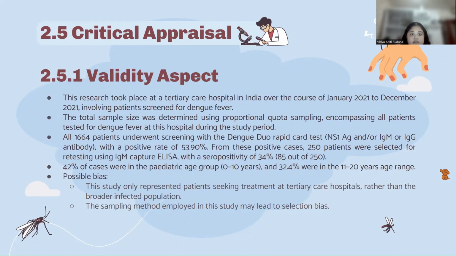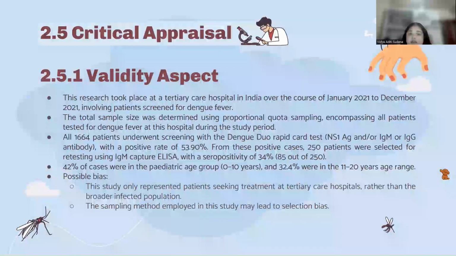I'll be explaining about the validity aspect. This research took place at a tertiary care hospital in India over the course of January 2021 to December 2021, involving patients screened for dengue fever. The total sample size was determined using proportional sampling, encompassing all patients tested for dengue fever at this hospital during the study period.